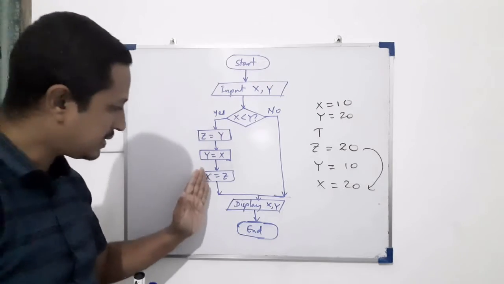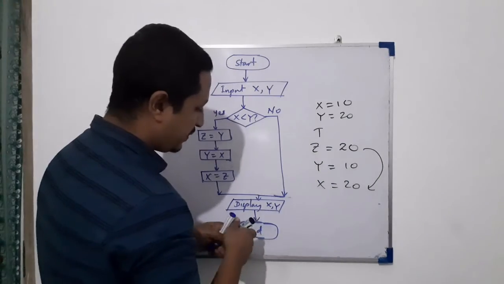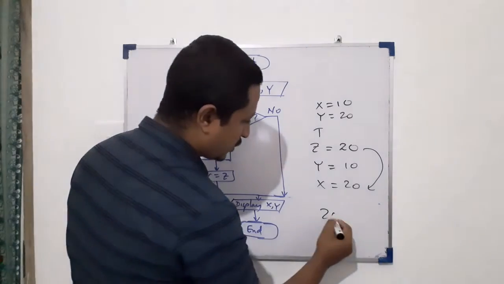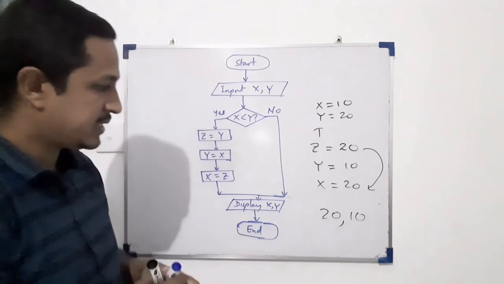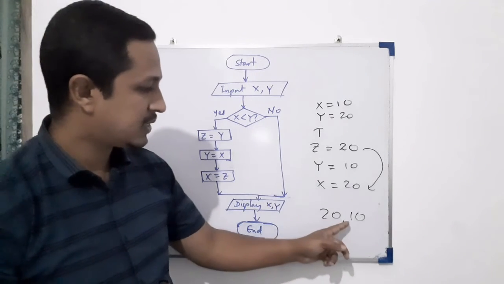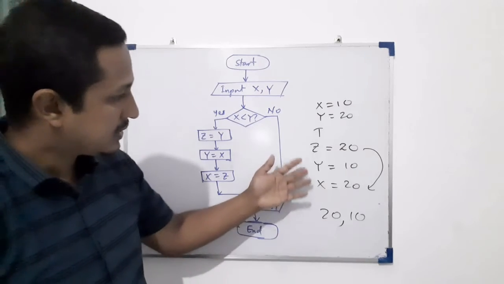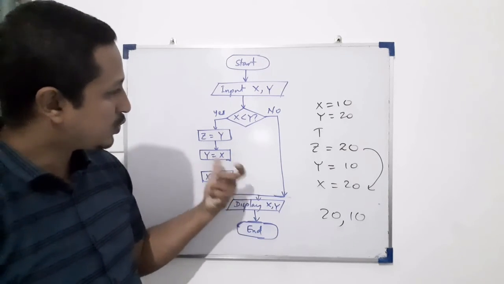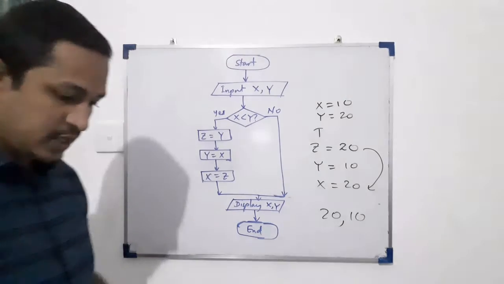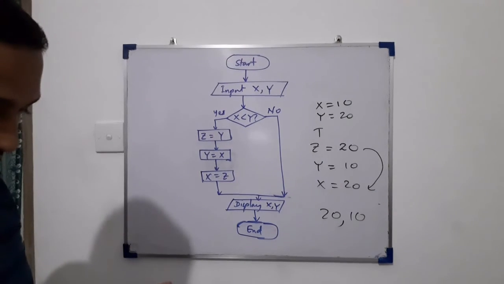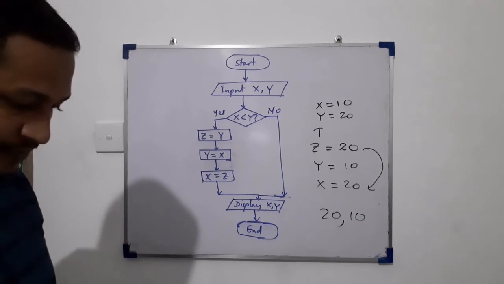After doing all these three steps, we come here. Display x, y. So it will display 20, 10. That is because x is now 20, y is 10. You can see that this flowchart is used to interchange the values of two variables. So the answer is 20, 10. That is the third answer.